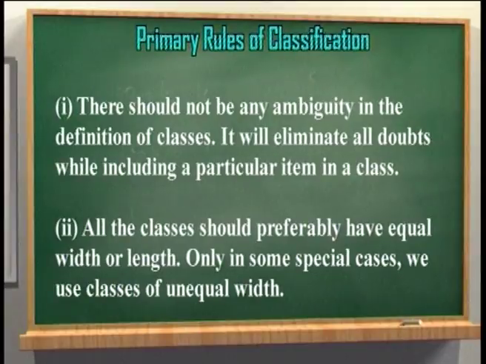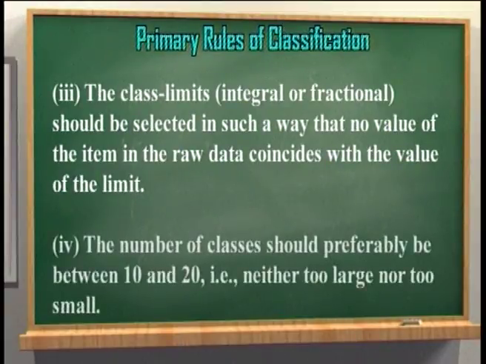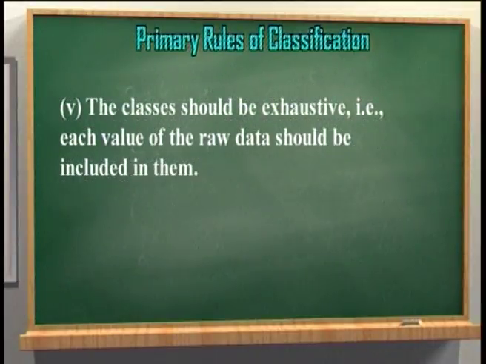All the classes should preferably have equal width or length. Only in some special cases do we use classes of unequal width. The class limits should be selected in such a way that no value of the item in the raw data coincides with the value of the limit. The number of classes should preferably be between 10 and 20, that is, neither too large nor too small. The classes should be exhaustive, that is, each value of the raw data should be included in them.